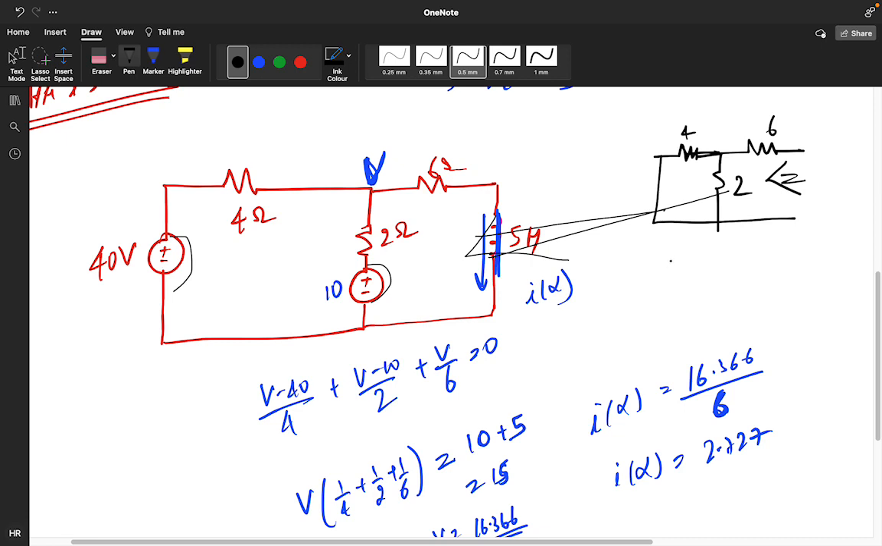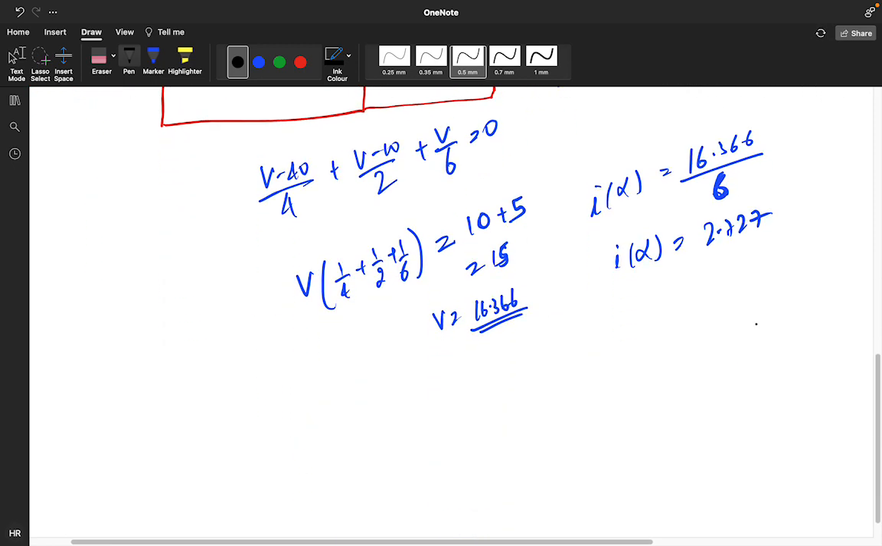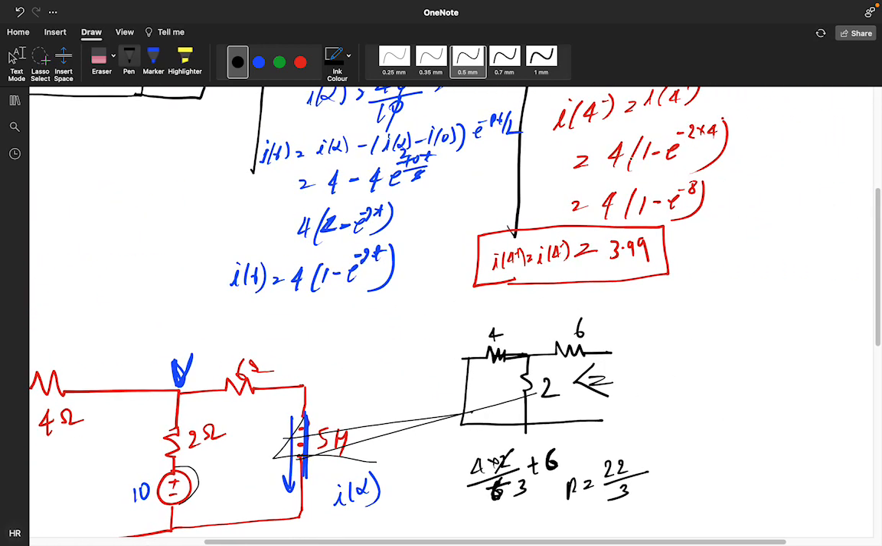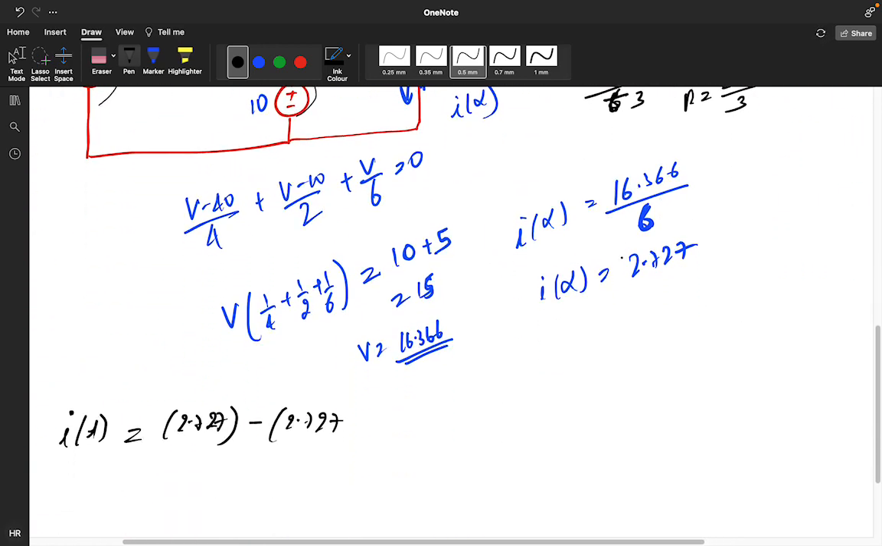So 4 into 2 divided by 6 plus 6. So 2 by 3. So you are getting R value as 18 plus 4, 22 by 3. This is your R equivalent value. Now substitute into the equation: I of t is equal to I of infinite. I of infinite we got 2.727, minus I of 0, but we will not consider 0, we will consider I of 4 minus, and I of 4 minus is 3.99 because we are seeing after the 4 second.